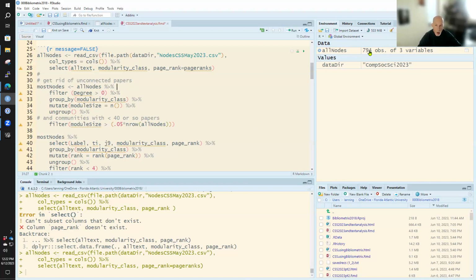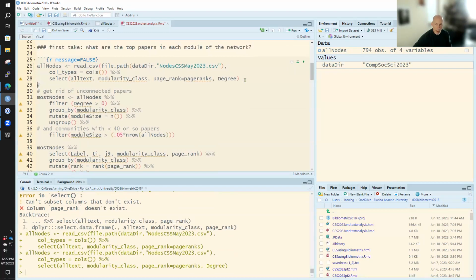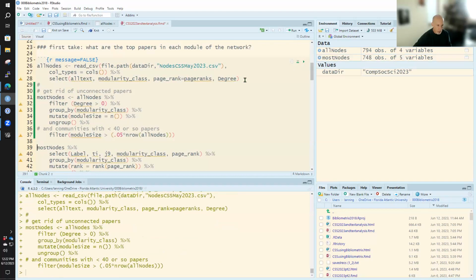So we have all of our nodes, the 794 nodes. We get rid of the unconnected papers, and we see, whoops, I need a degree up here as well to make this work. That was the one thing. Let's add that back in. We have 4 variables. And now we're going to group this by modularity class.